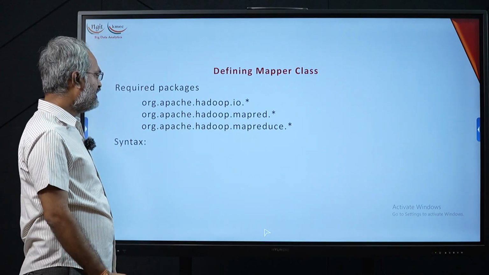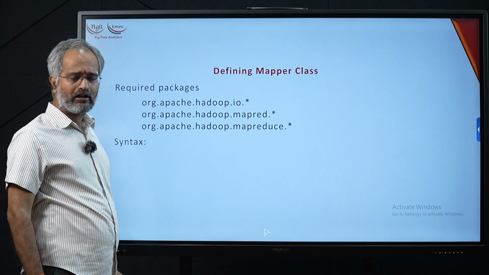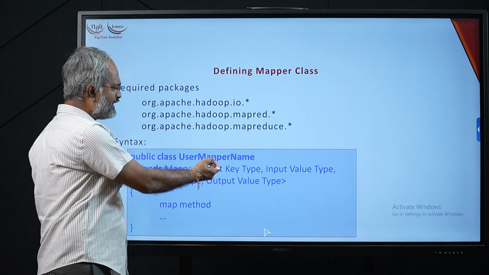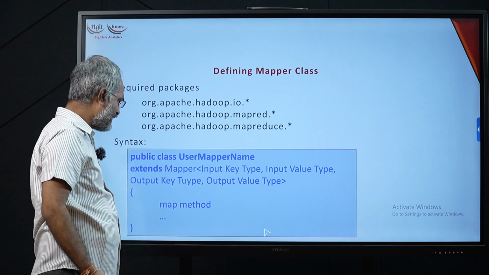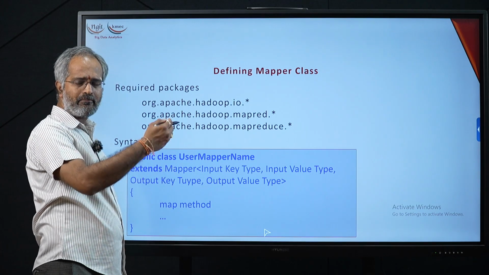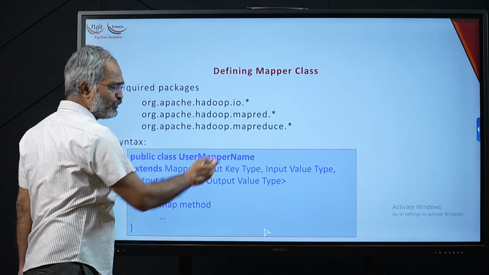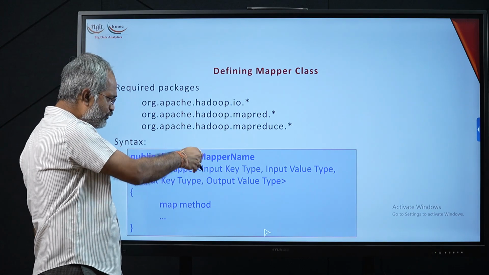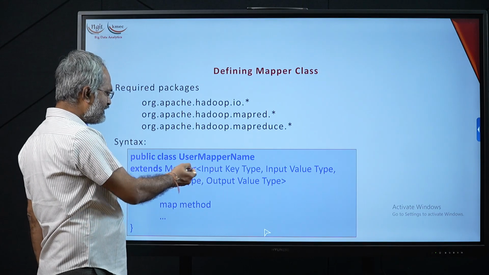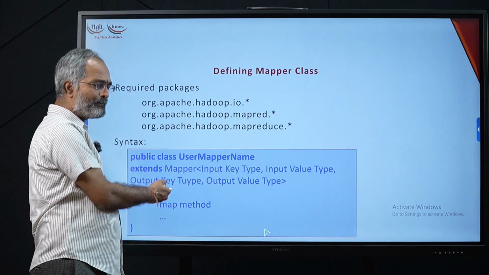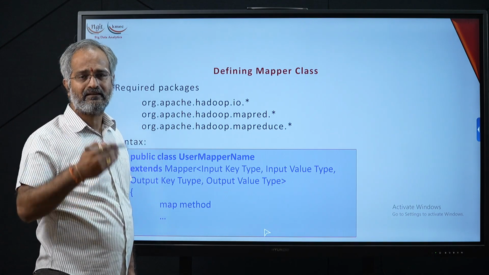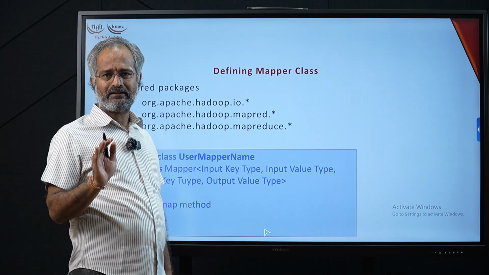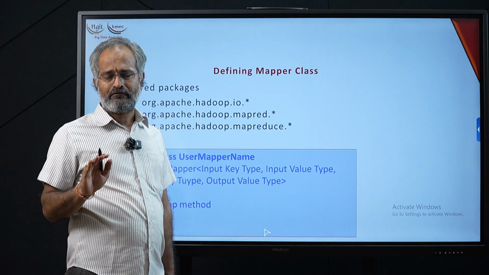Here we are concentrating on the mapper. How can we define the mapper class? See here: public class, and we can define our own mapper name, extends Mapper. The Mapper class is already defined in MapReduce, so we are inheriting the properties, deriving a new class from the existing class. Actually, the Mapper was defined as a generic class in the library. Generic class means they do not provide any data types at the time of defining that class.